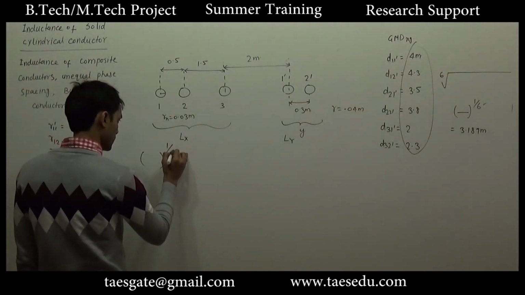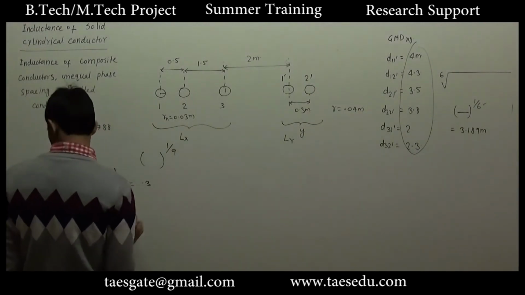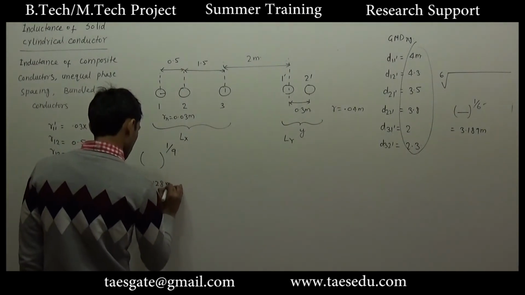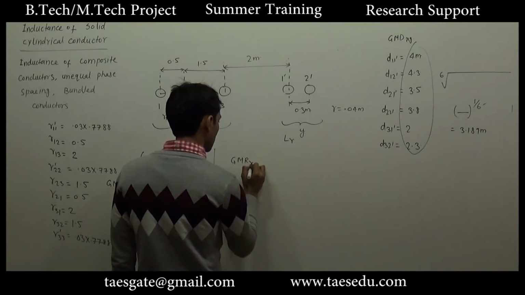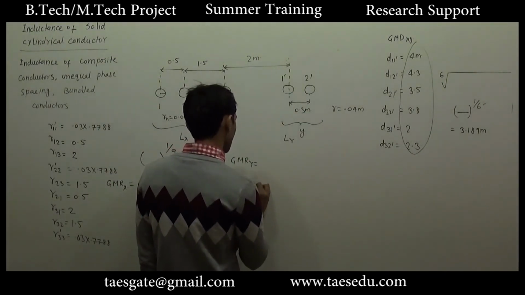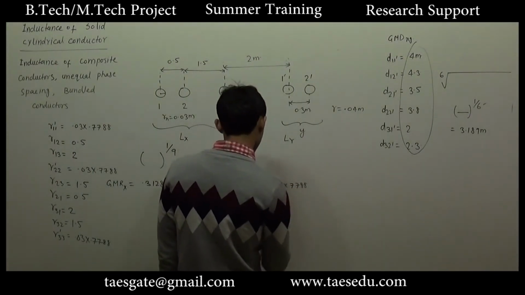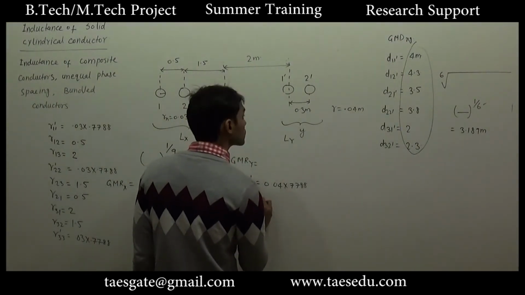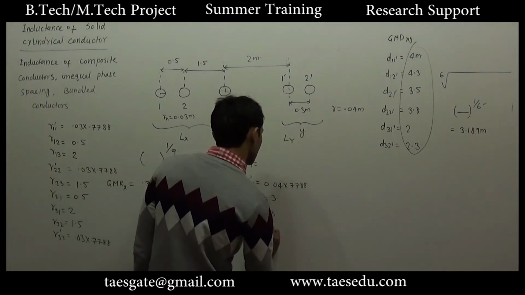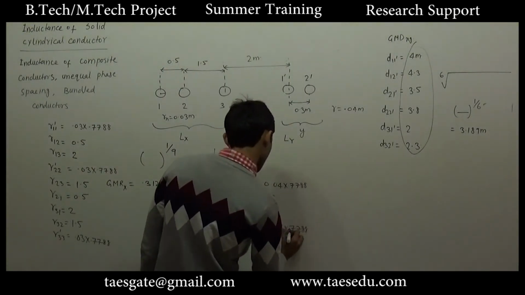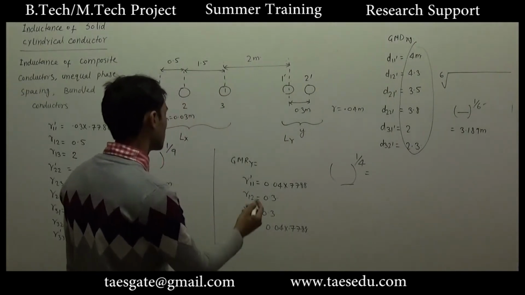Multiply all these distances and raise the result to the power 1 upon 9. This will give you 0.3128 meter. This will be GMR for X. Similarly, GMR for Y: we have only two strands here, so R11 dash will be 0.04 into 0.7788, R12 will be 0.3 meter, R21 will be 0.3 meter and R22 dash will be 0.04 into 0.7788. We have only four types of distances here. Multiply all these and raise the result to the power 1 by 4. This will give you GMR for Y.